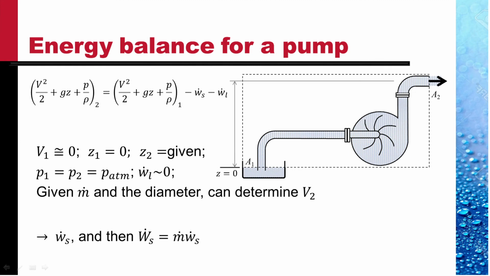ws is what we want to calculate, and then we can find out capital Ẇs is equal to ṁ lowercase ws. Recall that lowercase ws is the work done per unit mass throughput, while capital Ẇs is the total work done per unit time by the system.